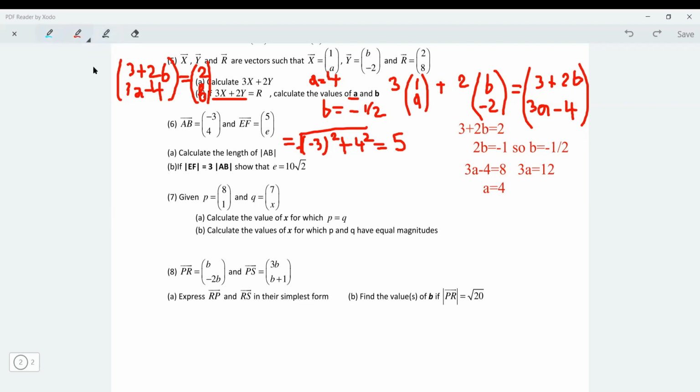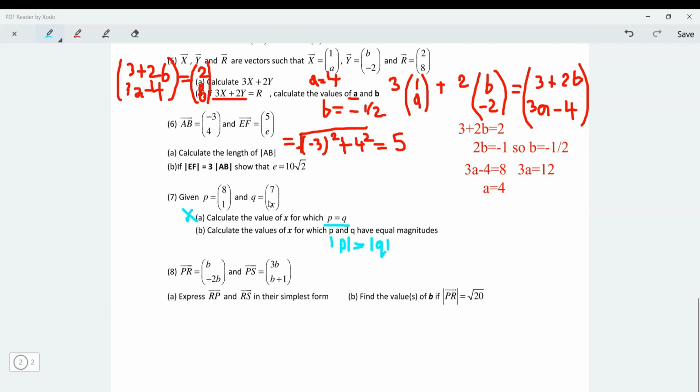There's some technical wording here. They should have said something different, but vector P cannot be equal to vector Q. So the wording is off. We're going to put a slash right here. Ignore that one. It says, calculate the values of X for which P and Q have equal magnitude. Now this is possible. The second one is saying, find the value of X for which the magnitude of P is equal to the magnitude of Q. That is something that we can do.